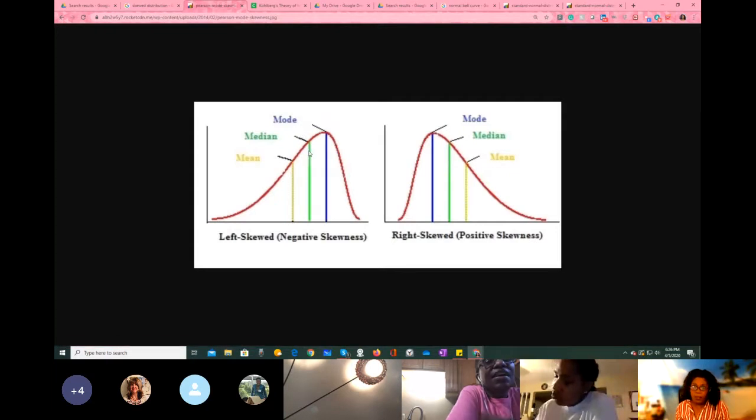mode is going to be the highest point. The mode is the highest point because that's the number that appears the most often. So a question you might see will ask: if the mode is to the right of the mean, okay, so my mean is here. If the mode is to the right of my mean, it is a negative skew. It's going to skew to the left, and the tail is going to go to the left, okay? Because the assumption, and the truth, is that the mode is always going to be the highest point.